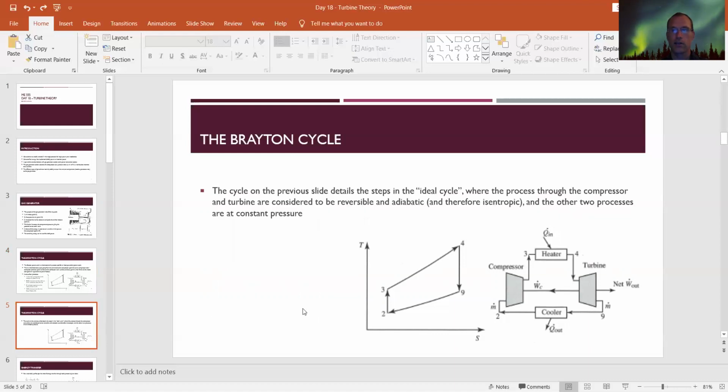So again, this is the ideal cycle. I'm assuming that I have reversible and adiabatic processes through the compressor and turbine, so 2 to 3 and 4 to 9 are constant entropy processes, reversible and adiabatic. And then again, I'm assuming that 3 to 4 and 9 to 2 are constant pressure processes.